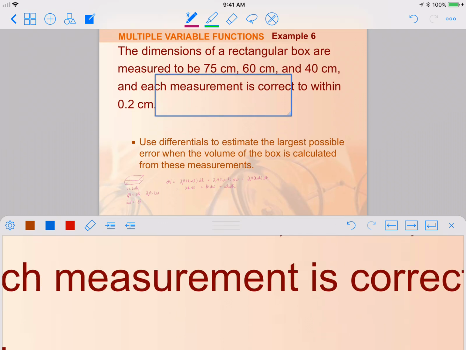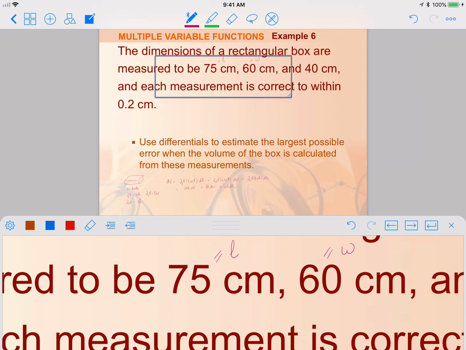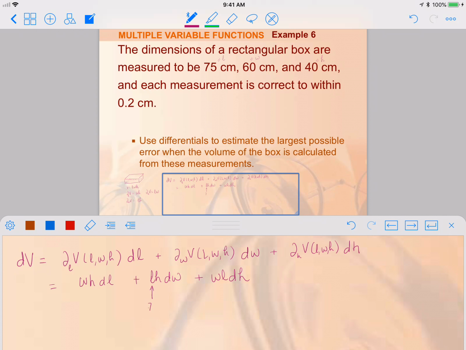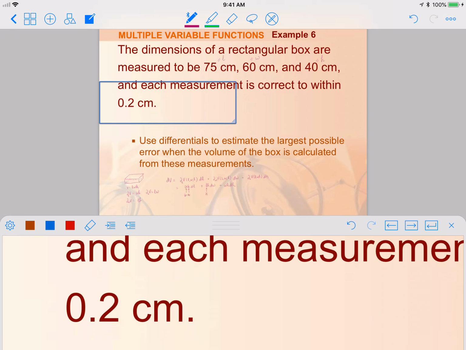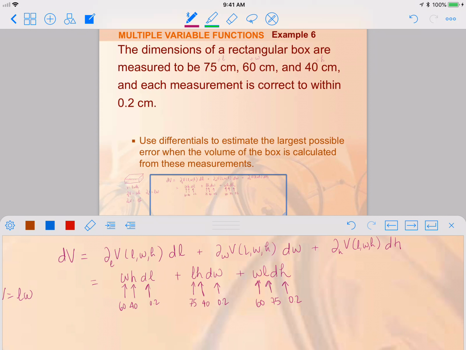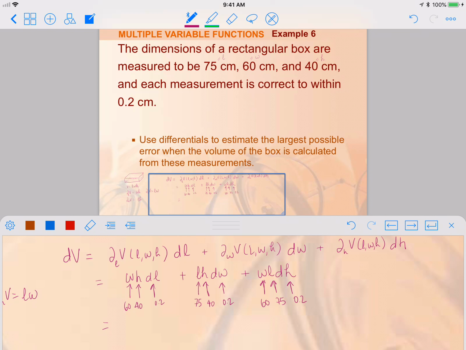Now we were told 75, 60, 40. So we'll make that L, that W, and our height equal to 40. So 75 is L, W is going to be 60, H is going to be 40. And each of the differentials is going to be 0.2. So altogether we should get 60 times 40, 75 times 40, 60 times 75, and then all of that times 0.2, which is 1980.